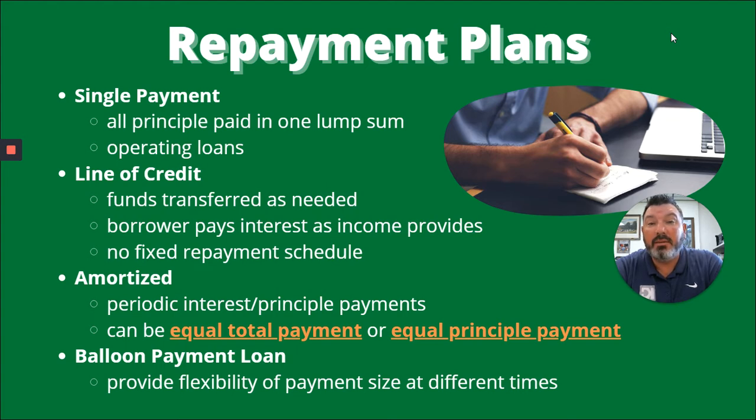Next is what we call an amortized loan. So, periodic principal and interest payments. Think about a car payment here, or a pickup truck payment, or a real estate mortgage payment. So they can be of equal total payments or equal principal payments. So there are different structures that way. Most commonly, you'll find them as equal total payments.